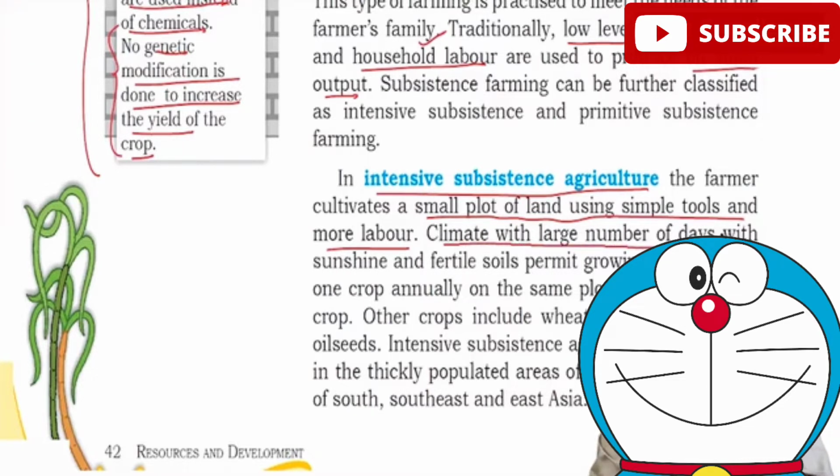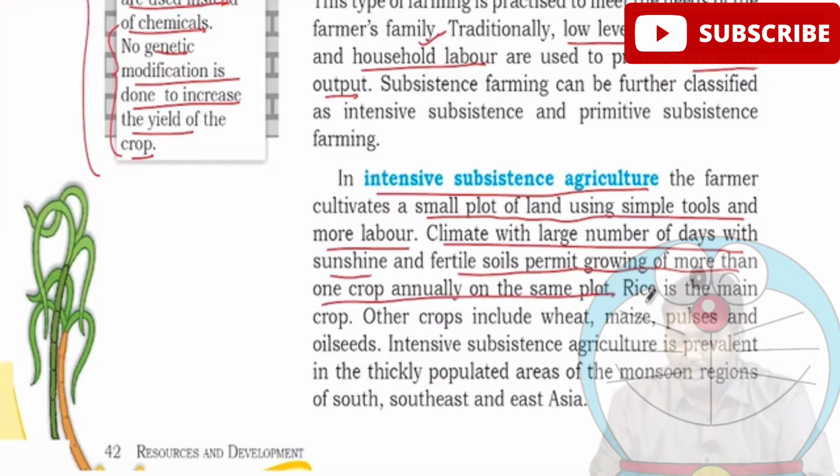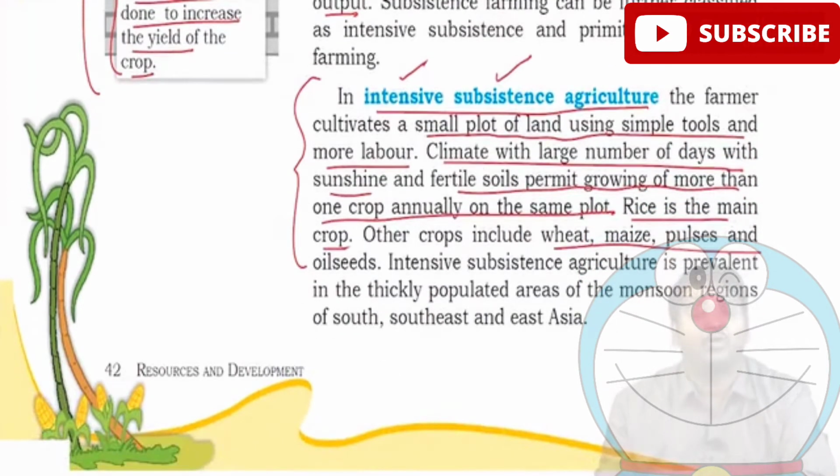Climate with a large number of days with sunshine and fertile soil permits this. So here they usually try to grow one crop annually on the same plot. Rice is the main crop in most of the intensive agricultural regions. We call it intensive subsistence farming. The reason is intensive, more labor is present. Subsistent, less technology. Other crops, wheat, maize, pulses, are usually present in monsoon regions which are dependent on rain and not on irrigational activities.